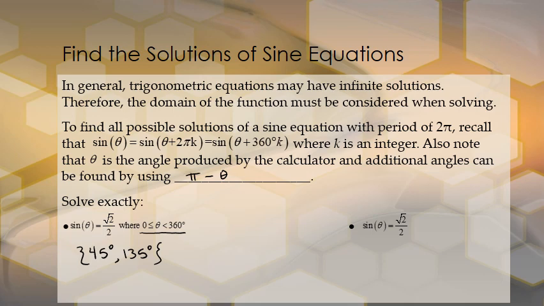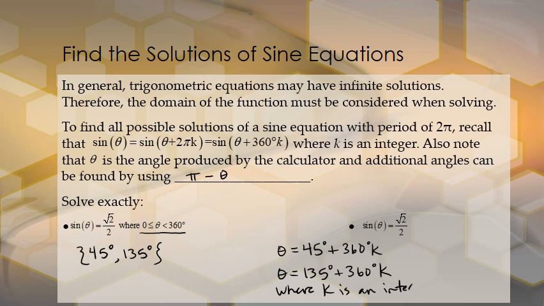Now for the second one, sine of theta equals root 2 over 2, there's no limitation. So I could actually say that my theta, I could write it in degrees or I could write it in radians. I'm going to go ahead and just keep with the degrees and say that theta is equal to 45 degrees plus 360 degrees k. Theta is also equal to 135 degrees plus multiples of 360 degrees, where k is an integer. Now I could have done that fancy Z, but I can also write it out if I prefer.